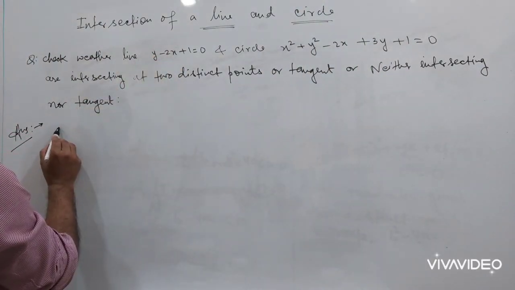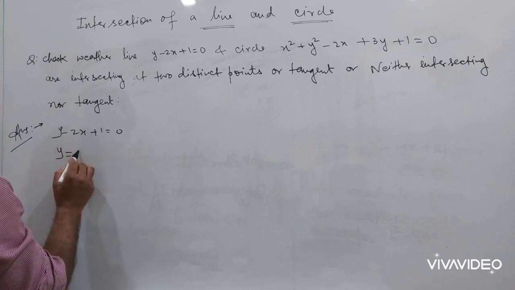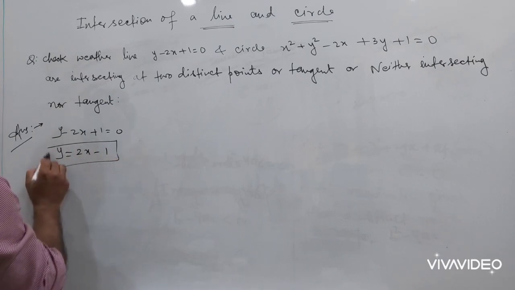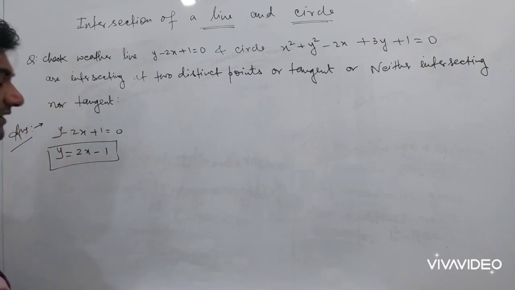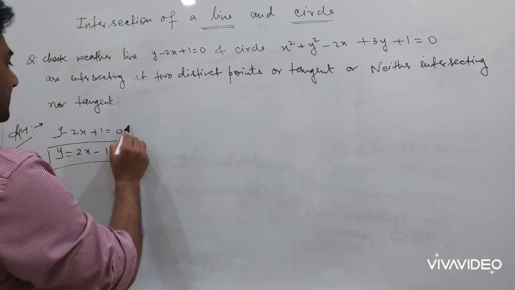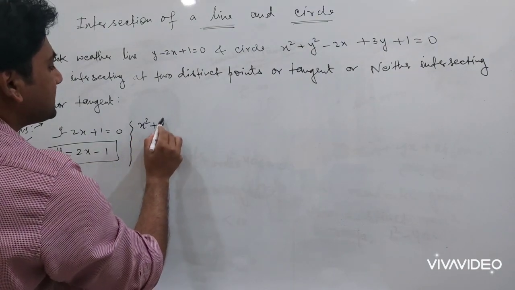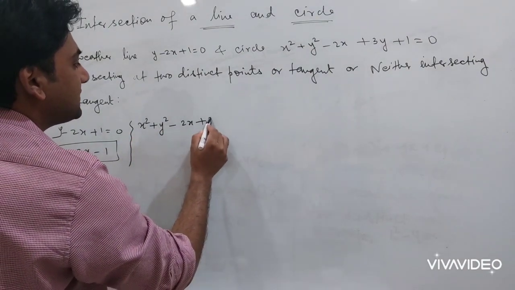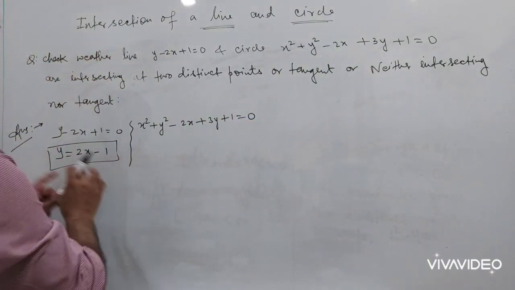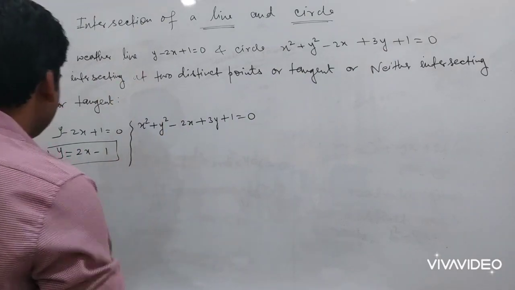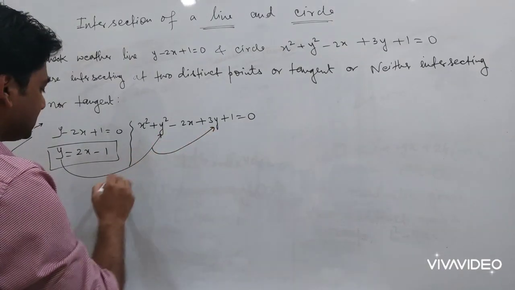Okay, so we are going to discuss this question. First one is y minus 2x plus 1 equal to 0. First of all, I will write y equal to 2x minus 1. Okay, 2x I will shift to the right side as plus 2x, and 1 I will shift to the right side as minus 1. So y equals 2x minus 1 I will get. And another we have the circle, which is x square plus y square minus 2x plus 3y plus 1 equal to 0. Okay, now I am going to solve this and this. So I will use y here and y here. That is called substitution.